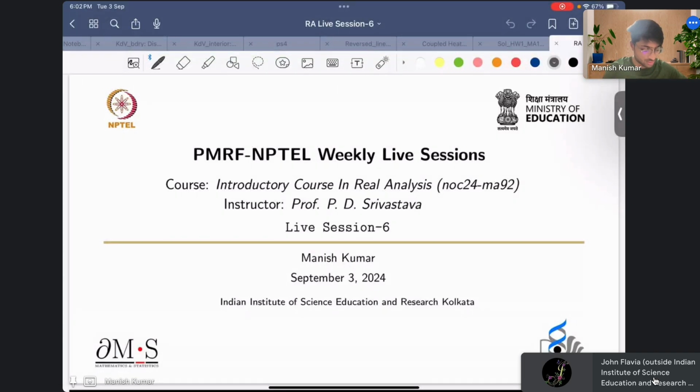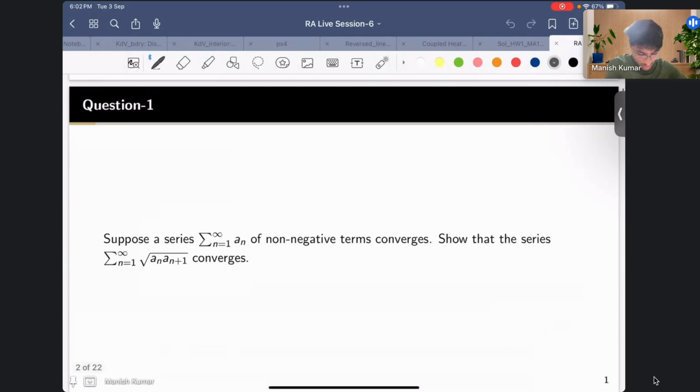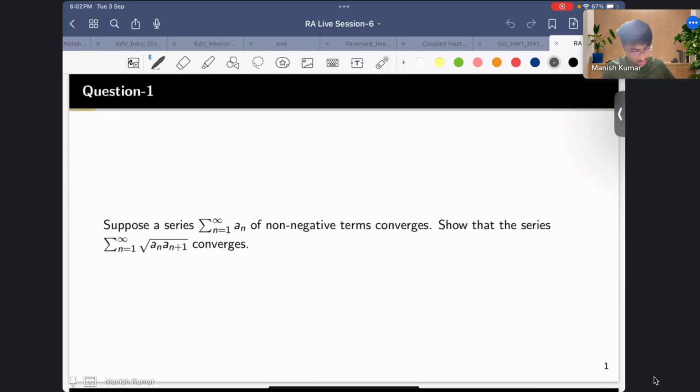To begin with, let's start with this problem. Suppose we have been given a series of non-negative terms, that means each a_n is greater than or equal to 0. You have a series which is convergent, so it's given to you. Now you have to prove that the series of root of a_n times a_{n+1} is also convergent. So this is what you have to show.